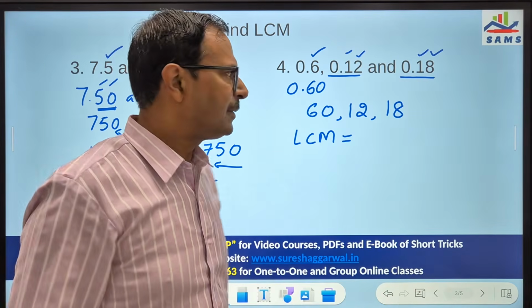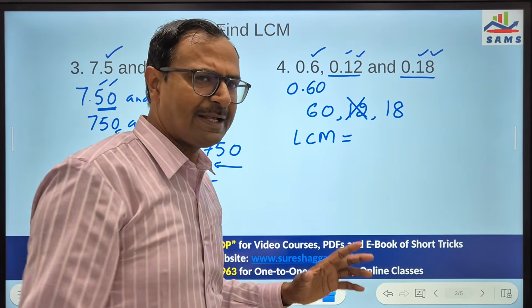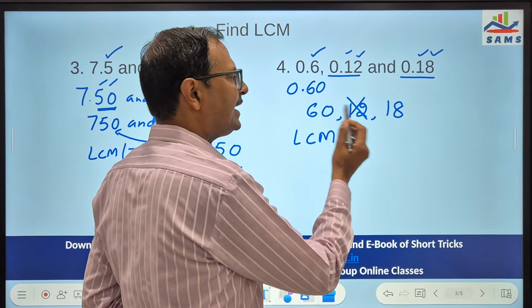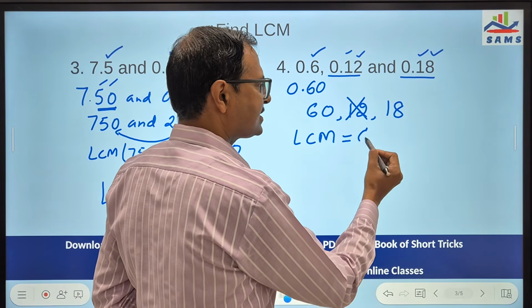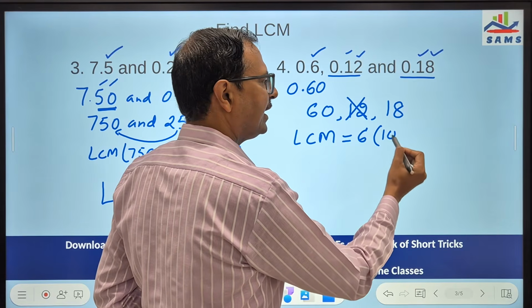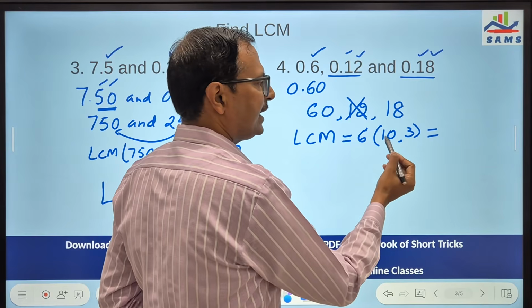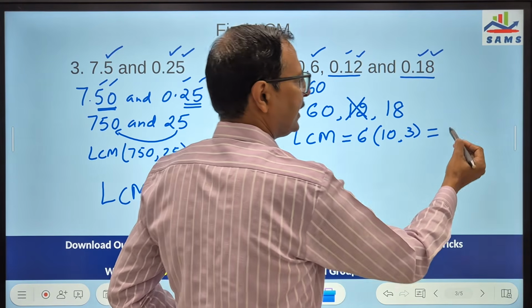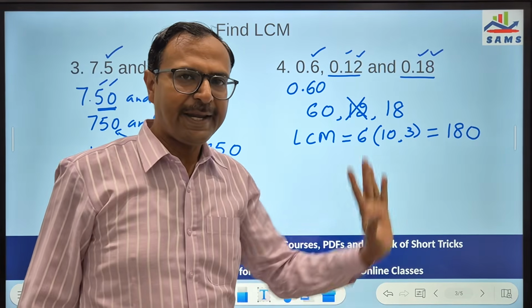Now how much is that? 12 divides 60. So let's forget 12 as of now for finding the LCM. The factors are never considered, okay? So 18 and 60, they are divisible by 6, which gives me a 10 and a 3. And 10 and 3 are co-prime, right? So 10 times 3 is 30. 30 into 6 is 180. This is going to be the LCM of 60, 12 and 18.